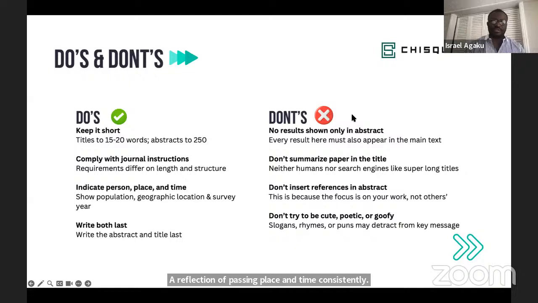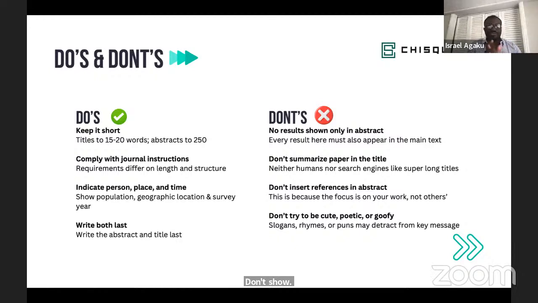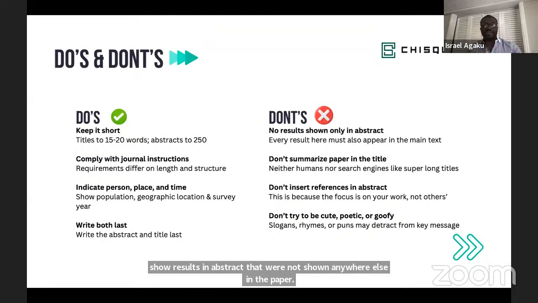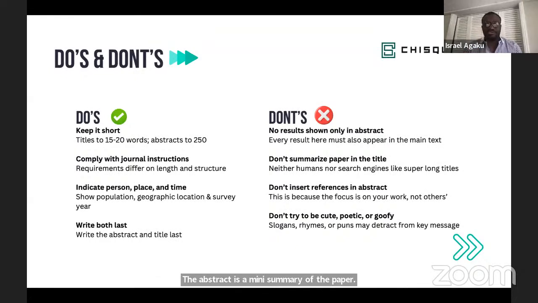What are some of the don'ts? Don't show results only in the abstract. If you showed results in the abstract, those results must also be shown in the main text. It's completely not allowed to show results in the abstract that were not shown anywhere else in the paper, right? The abstract is just a mini summary of the paper. So you can see why it doesn't make sense to do that.